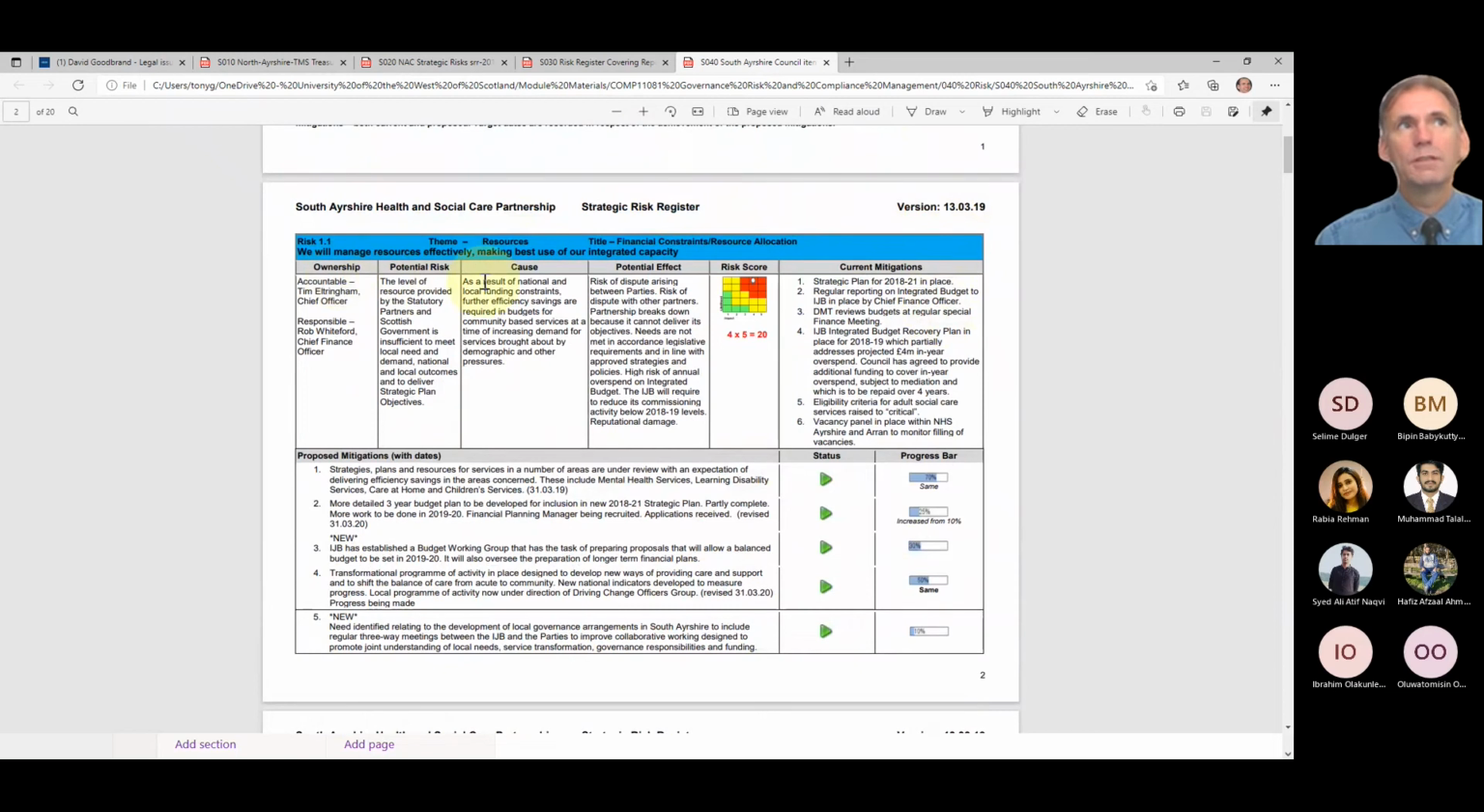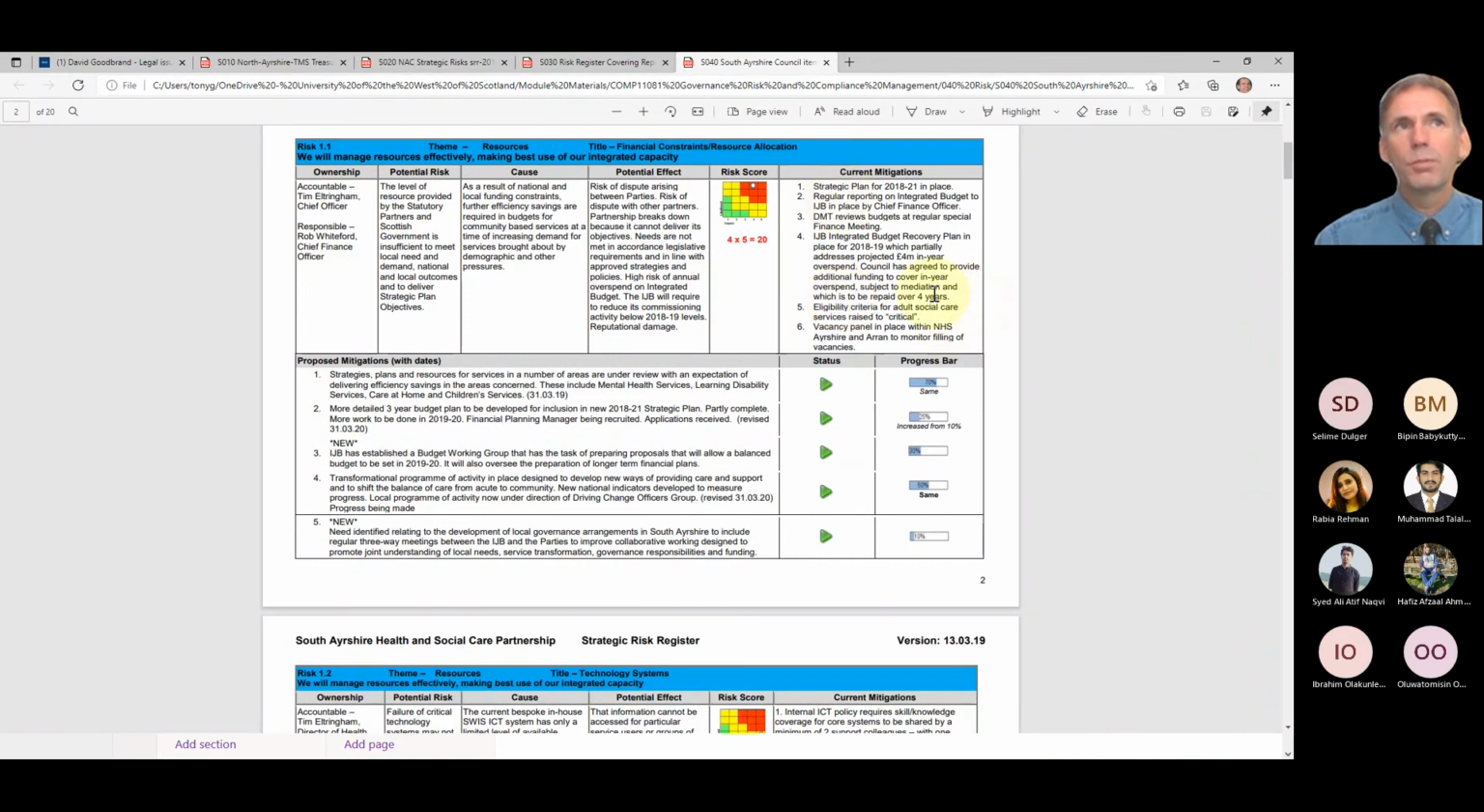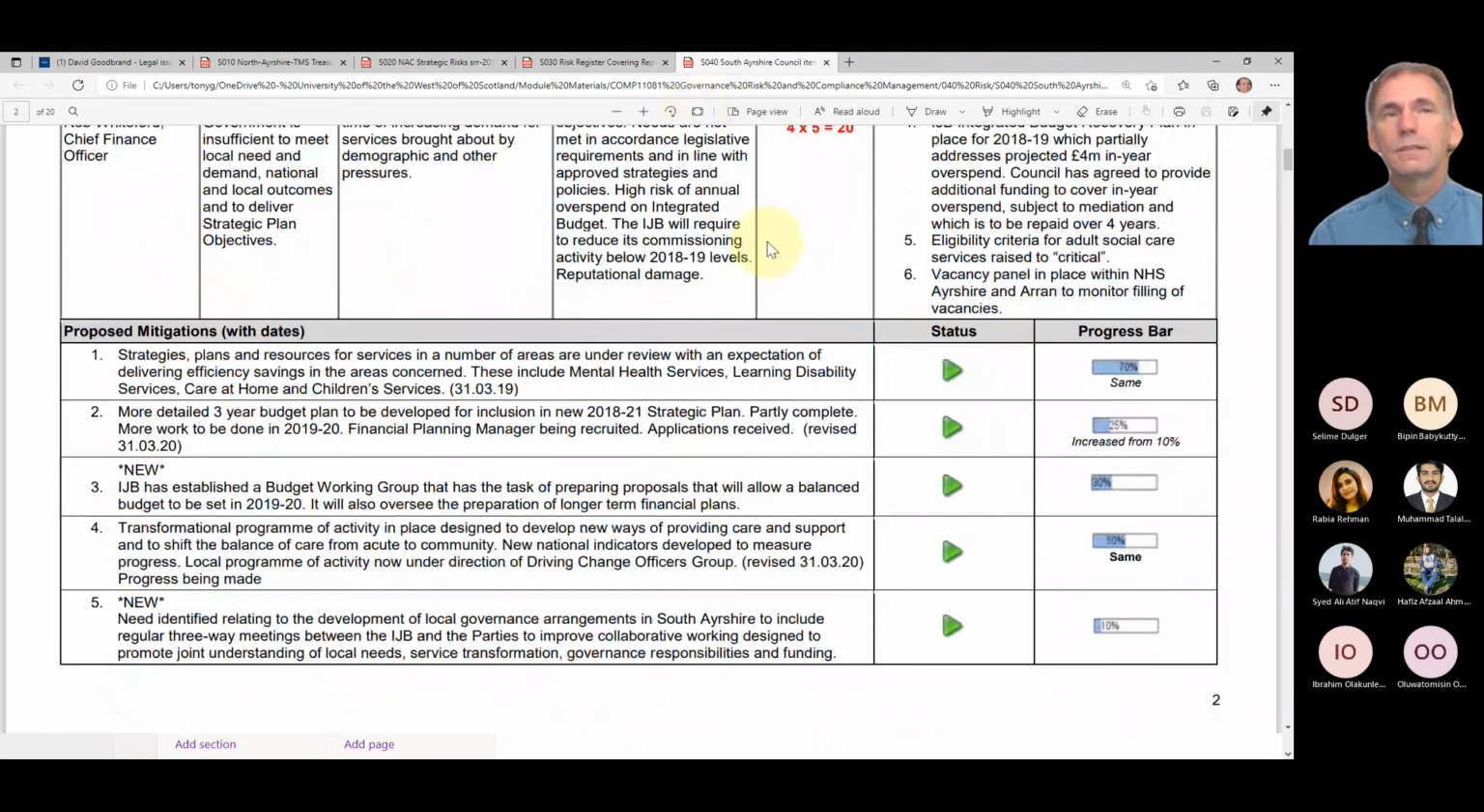Who owns it? What the potential risk is? What the cause might be? What might happen if that happens? What the mitigations are in place to stop it happening? There's your risk score. And then specific mitigations, so specific actions that they're going to take, are all listed and their status is clearly showing.